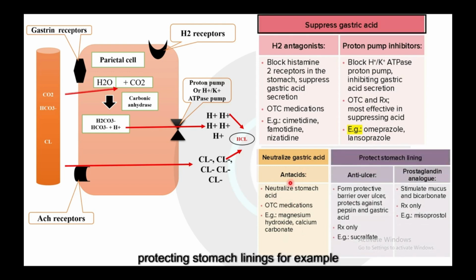Similarly, we have protecting the stomach lining. For example, because of excess secretion of HCl, the layer of the stomach might have been damaged. So in that case, what can we give? We can give an anti-ulcer drug like sucralfate, and this sucralfate will form a protective barrier over the ulcer and protect against pepsin and gastric acid. Also, it will help in healing the ulcers. It will help in healing the erosions and the ulceration. So this is important. We can give sucralfate for protecting the lining of the stomach.